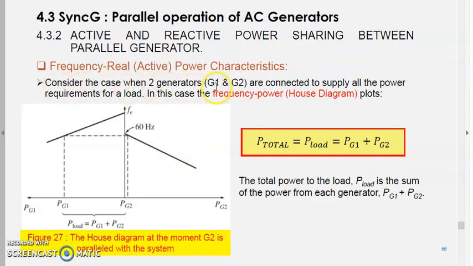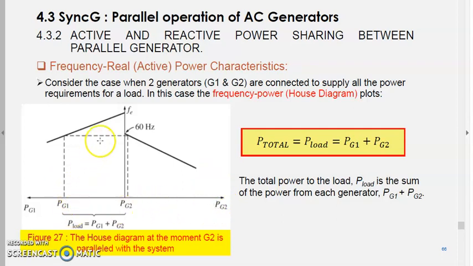Consider the case with two generators, G1 and G2, connected to supply the power requirement of the load. In this case, the frequency power house diagram plots like this one. So the total load is the sum of genset 1 plus genset 2. The range that the generators can provide is this one. Total load is PG1 plus PG2. Because we are operating at 60 Hz, we take the 60 Hz point.